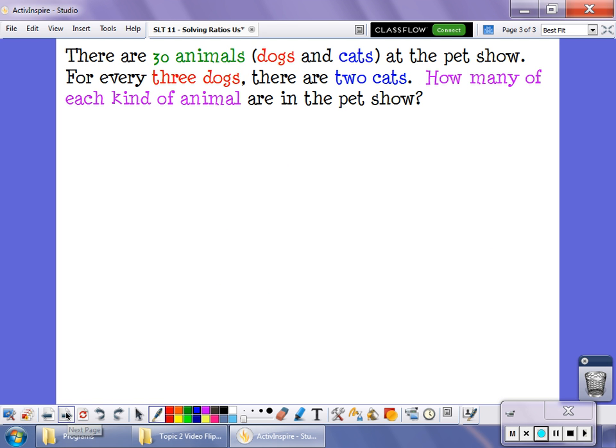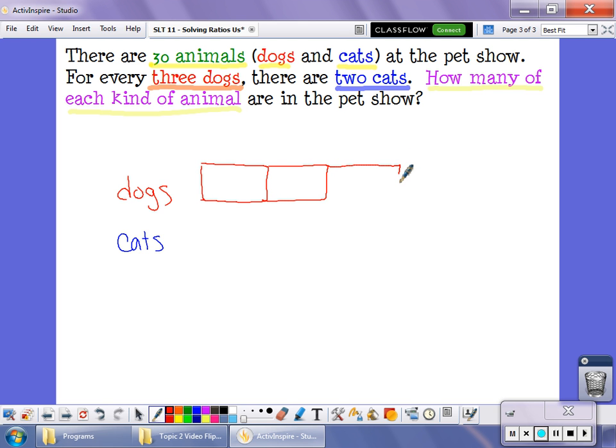Now let's try one last question. This one again gives us a total amount. It says there are 30 animals, dogs and cats at the pet show. We know there are, for every 3 dogs, there are 2 cats. And then it says how many of each kind of animal do we have? So again, think about what you know here. We know we have dogs. We know we have cats. We're told for every 3 dogs, so 1, 2, 3 dogs, there are 2 cats. So we're going to draw 2 boxes for cats.